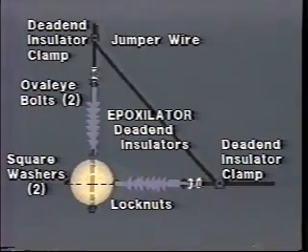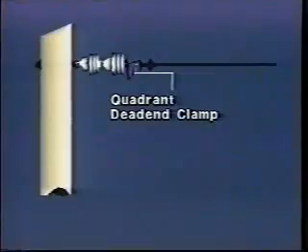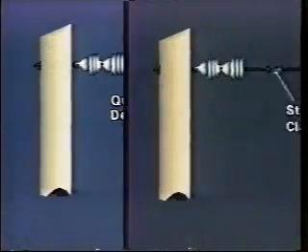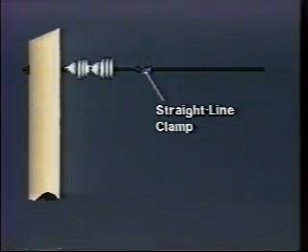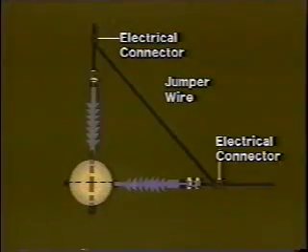In high lightning areas, an additional porcelain insulator or longer length epoxylator could be used. The conductor can be dead-ended with a quadrant-style dead-end clamp or a straight-line style dead-end clamp. The connecting jumper assemblies are joined to the conductors with electrical connectors.